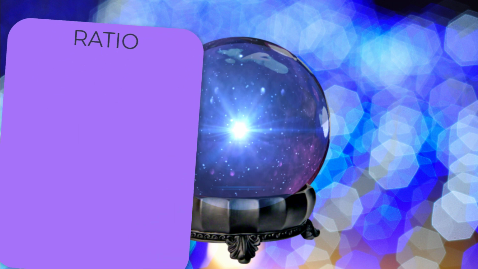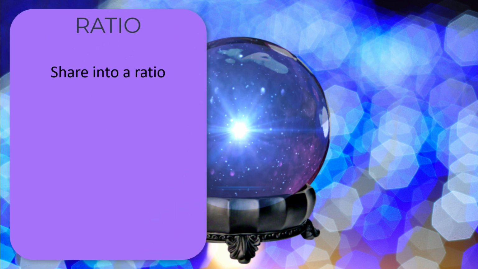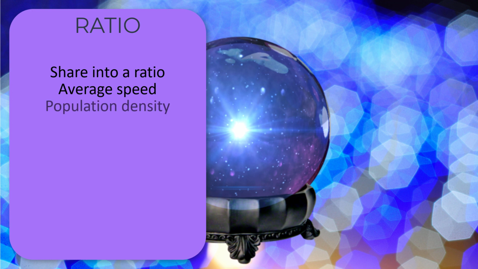Moving on to ratio. Share into a ratio, so taking an amount and dividing it up between 2 or 3 or more people using a ratio. Average speed, so knowing your distance, speed, time triangle and being able to work out one from the other. Population density. Population density is equal to population divided by area. You don't have to remember that, it will be on the paper if you need to use it. There have been sporadic questions on population density appearing in the past.